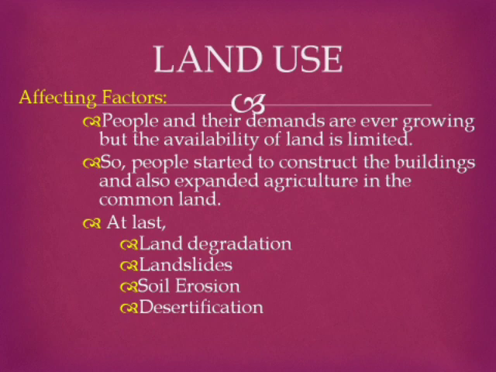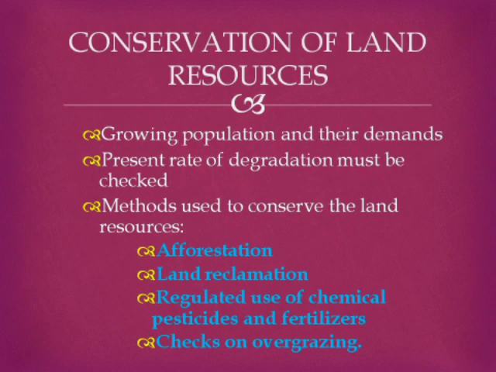So how to conserve these land resources? Growing population and their demands are creating great pressure, and the present rate of degradation must be checked. Methods used to conserve the land resources are afforestation, land reclamation, regulated use of chemical pesticides and fertilizers, and checks on overgrazing. Pesticides means insecticides, fertilizers means manure.